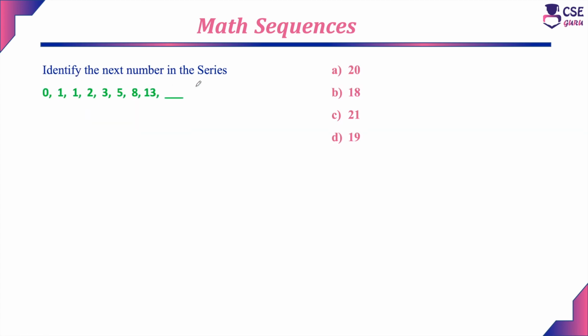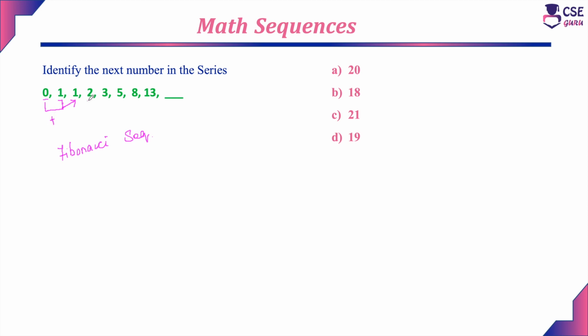Identify the next number in the series. 0, 1, 1, 2, 3, 5, 8, 13, and what is the next term we need to identify? And if you are considering this sequence, this is nothing but a famous sequence, the Fibonacci sequence. Okay. So what is the Fibonacci sequence? Initially, the first two terms are constant, that is 0 and 1. And if you add the previous two terms, 0 and 1, we will get the next term, that is the third term.